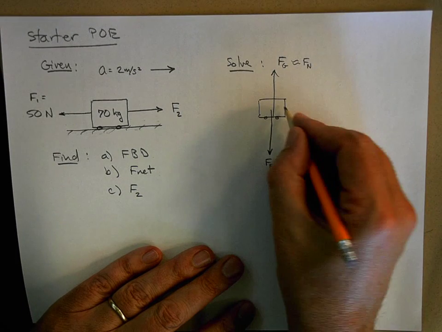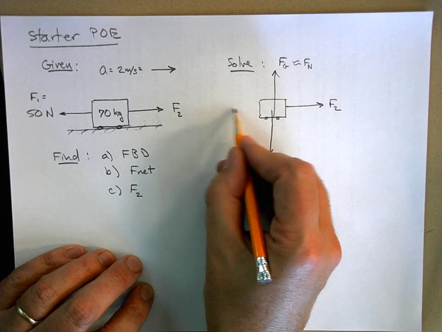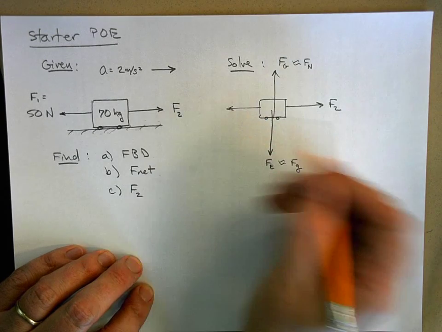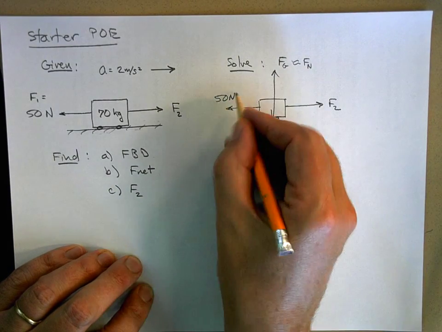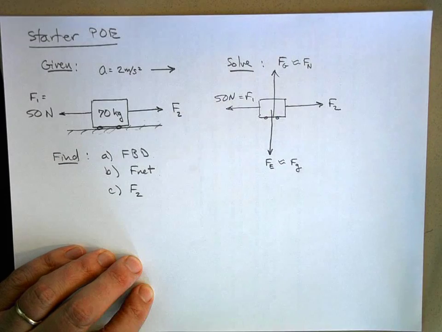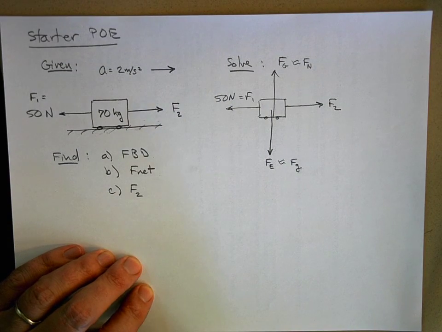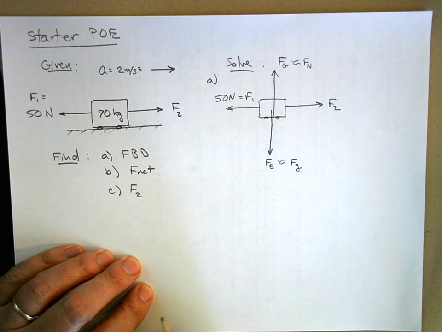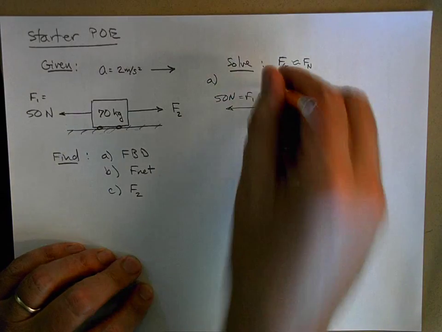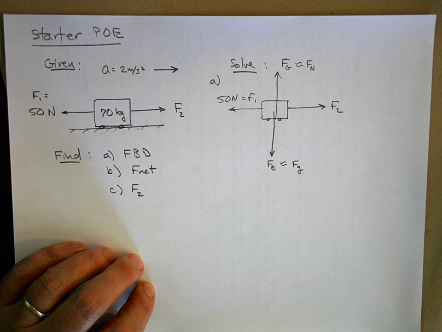And then we've got this F2, and then we've got a 50 Newton force like this, which is F1. And that is my free body diagram. Now, what is the net force? So this is part A. Another way I would grade this, probably a point per force correctly labeled in the correct direction.